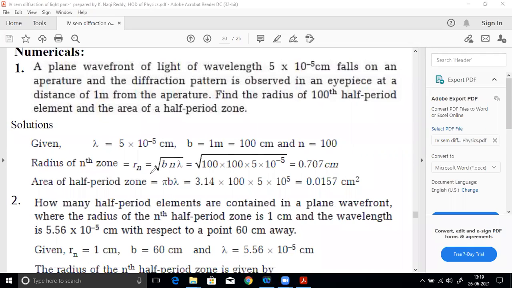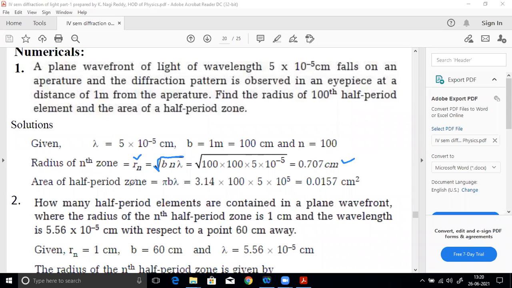Then the distance of the point is 1 meter, converted into centimeters, 100 centimeters, and n is equal to 100. Then the radius of the half-period zone formula: Rn is equal to the square root of n b lambda. Substituting the values and calculating, you will get 0.707 centimeter.